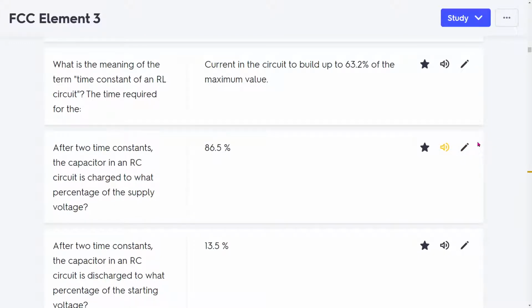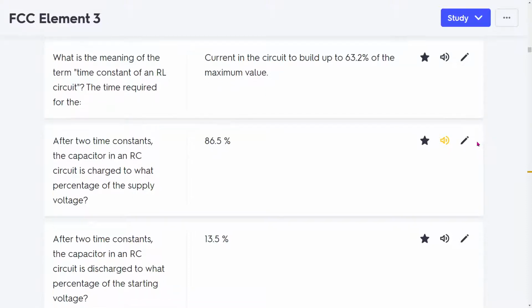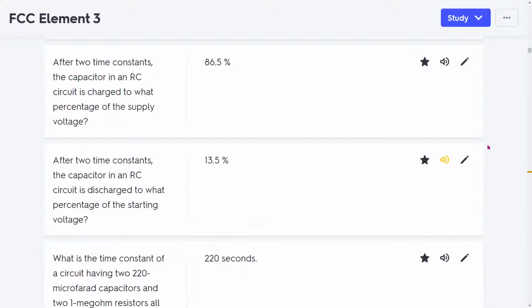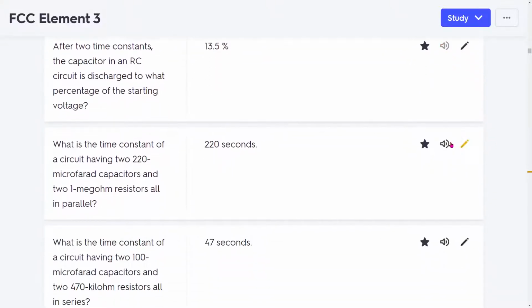After two time constants, the capacitor in an RC circuit is charged to what percentage of the supply voltage? 86.5%. After two time constants, the capacitor in an RC circuit is discharged to what percentage of the starting voltage? 13.5%.